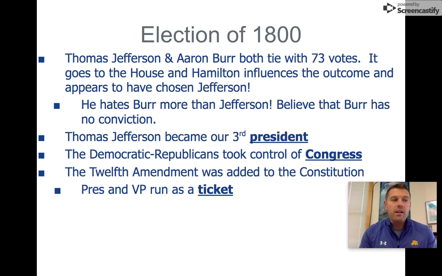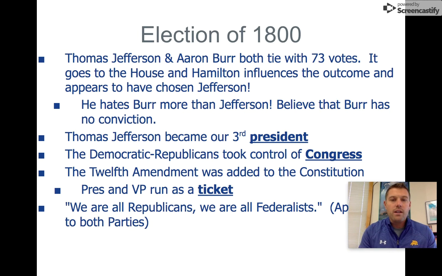And then having a vice president who could potentially be from the other party, like John Adams when he was president, had Thomas Jefferson from a separate party as his vice president. That ended up being a little bit weird. Our founding fathers really weren't anticipating that when they wrote the Constitution. And so they end up passing the 12th Amendment that says that the president and the vice president are going to run on the same ticket.